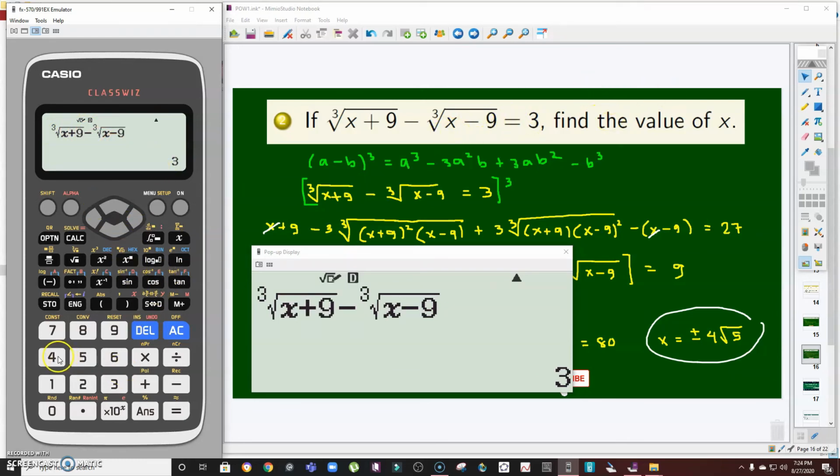Next, how about 4 square root of 5? It's the same. We store 4 square root of 5 in x, so you should see the arrow towards x. Then enter the same: shift cube root of x plus 9, minus shift cube root of x minus 9. Once again, when I press the equal sign, the answer displayed on our screen should be equal to 3. There you go. See that?